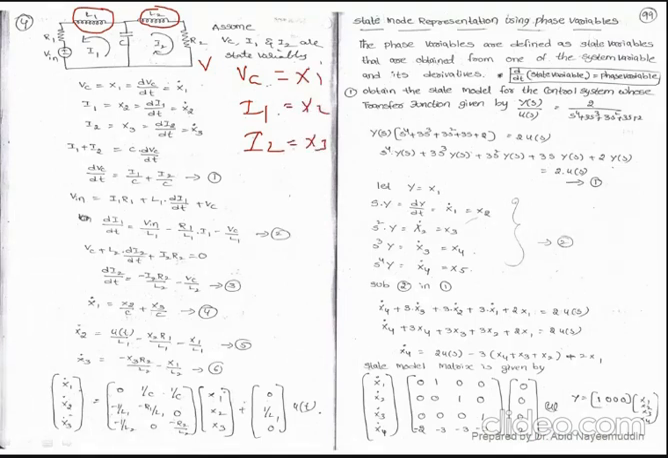Then you need to get dVc by dt. How to get dVc by dt? One simple expression: the current flowing through these two.